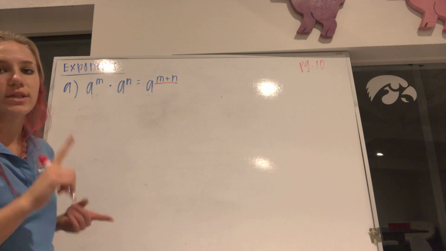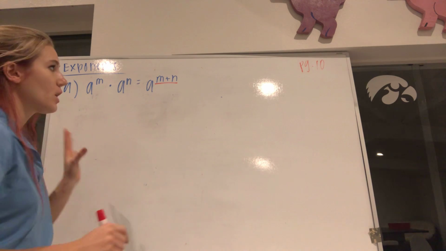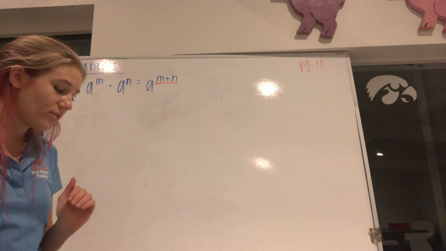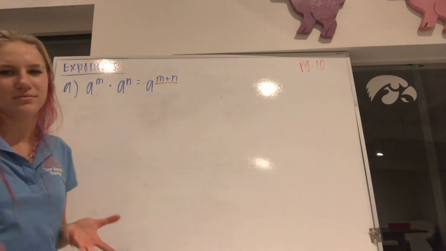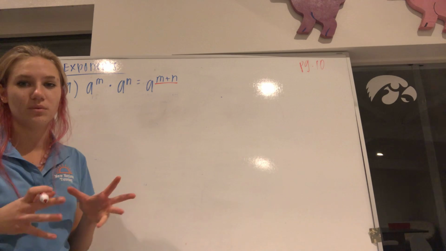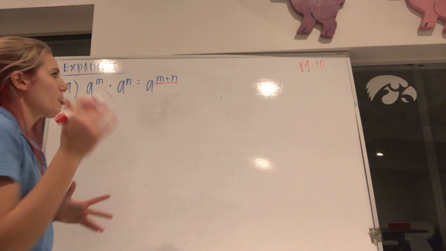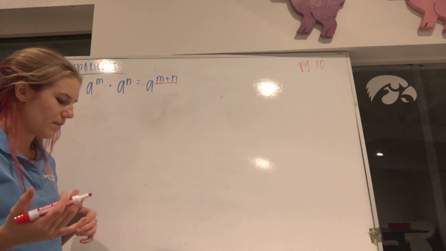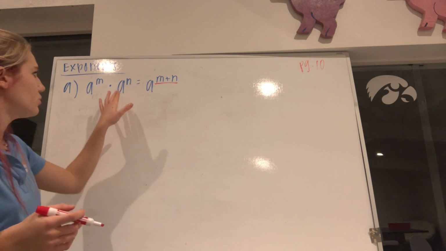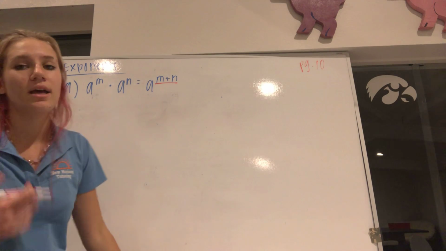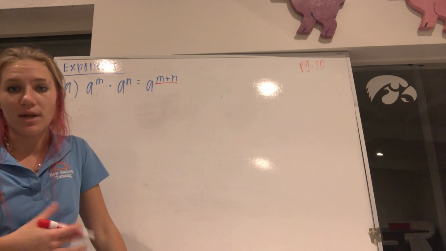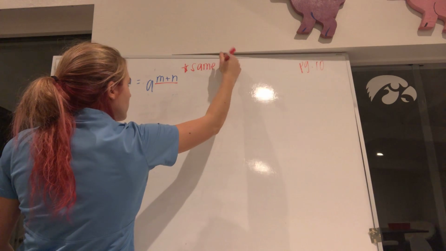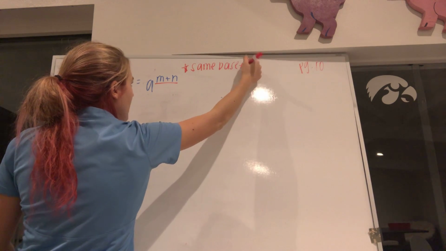So one key thing to notice about this is the bases are the same. You can only apply these specific rules that we're dealing with, a through f. Well, some of them don't necessarily deal with two of the same bases, but the ones that do deal with two different values, the base does have to be the same in order to apply these rules. So definitely keep that in mind.